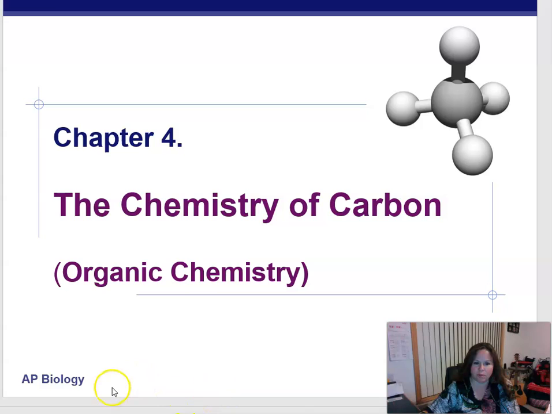Now we're going to jump over and look at carbon. When we talk about carbon, we're talking organic chemistry, because there's something so special about it that anything living on Earth is based around carbon, or we say it's organic. You might recognize this here; we saw it a little bit ago. Carbon is in the middle, forming four bonds with hydrogens around it.